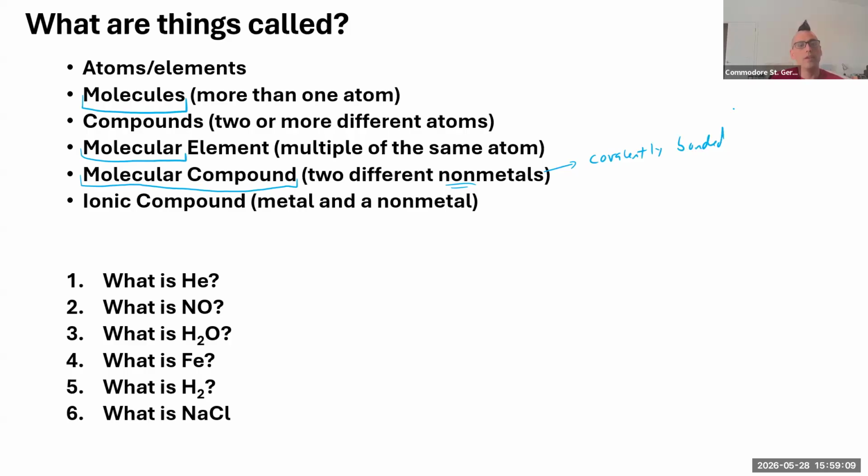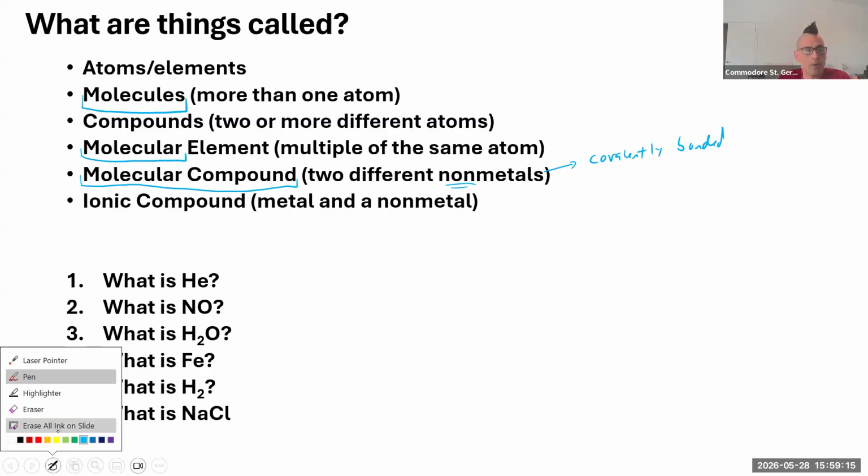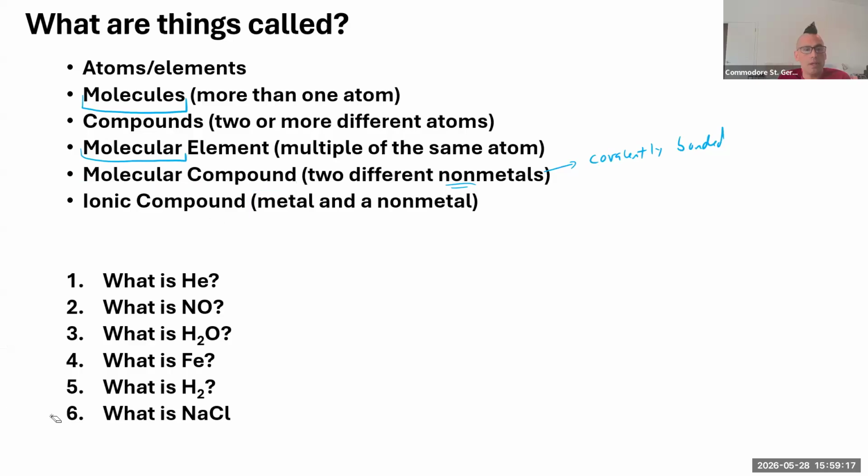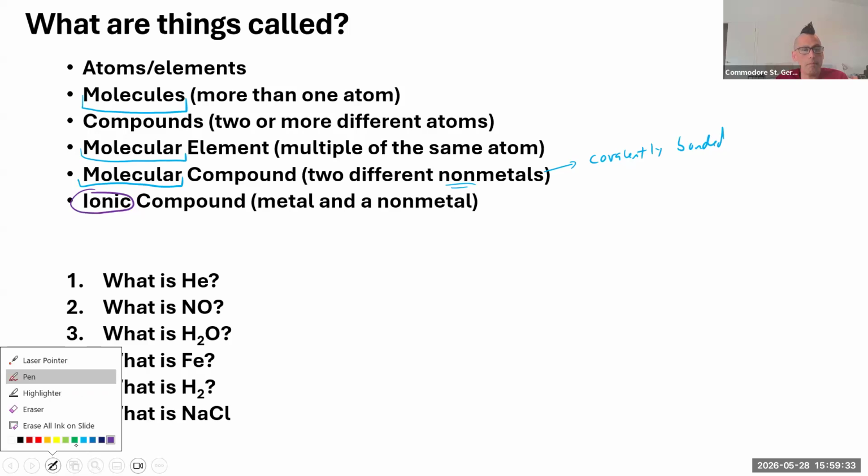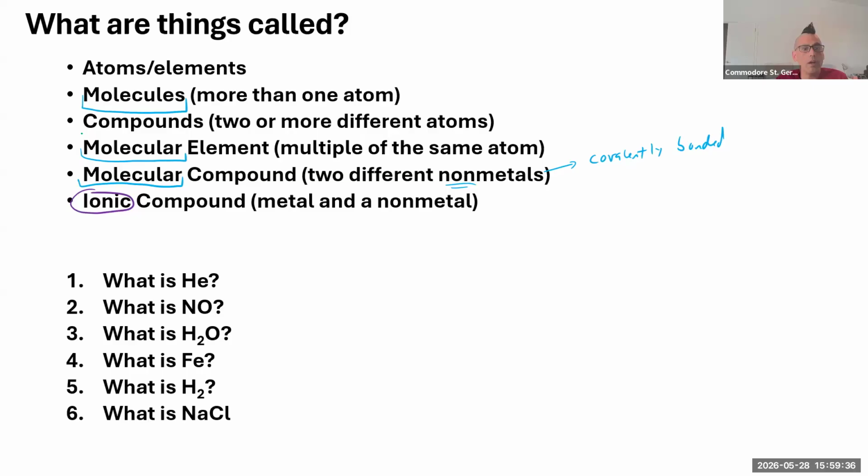All right. So then we have compounds, right? I'll do it in a different color. Let me actually underline the stuff that's the same because you can use it over in different things, right? Ionic means metal, non-metal. Compounds mean two or more different atoms. Well, molecular compound, two or more different non-metals. Ionic compound, right? Metal and a non-metal.